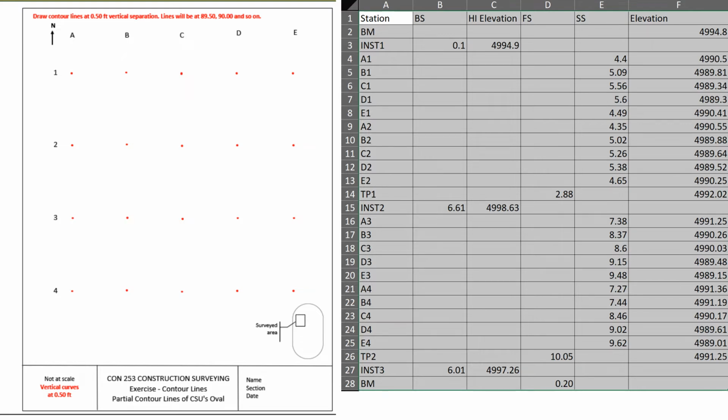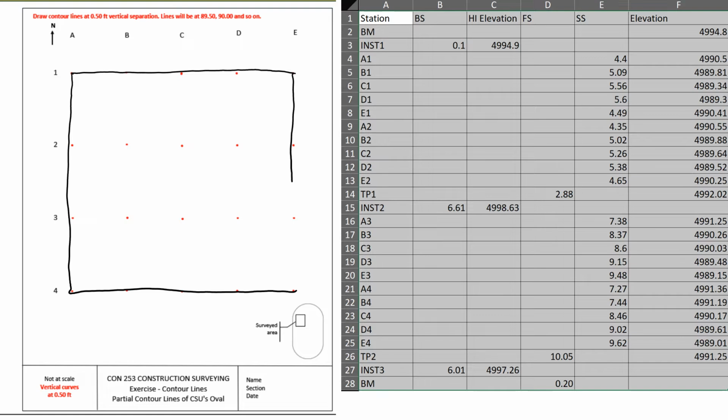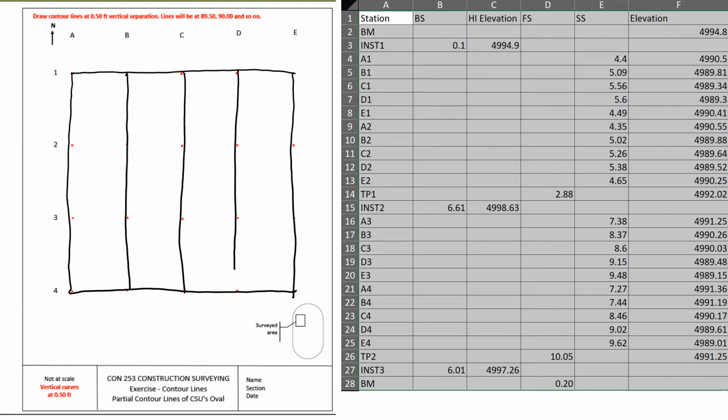The next step is to write down the elevations of points on the grid. First let me redraw this grid, because you have to think that you are an artist. Try to make your work very neat and tidy and very artistic. At each of the nodes you write the elevation. So this is A1, and the elevation of A1 is 4990.5. So let's write down the elevations here.